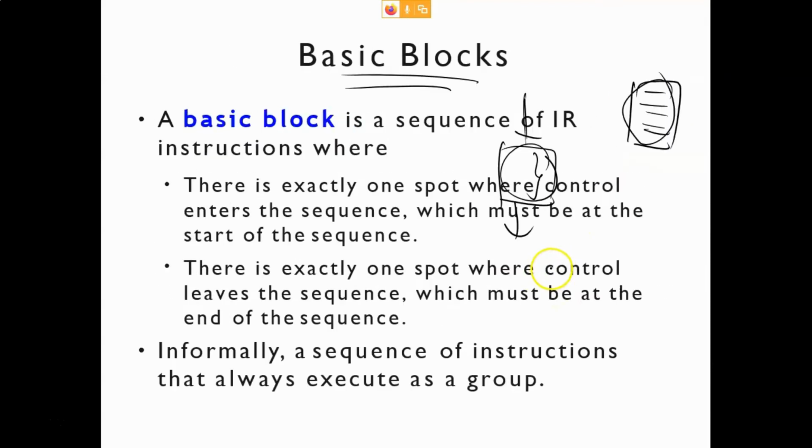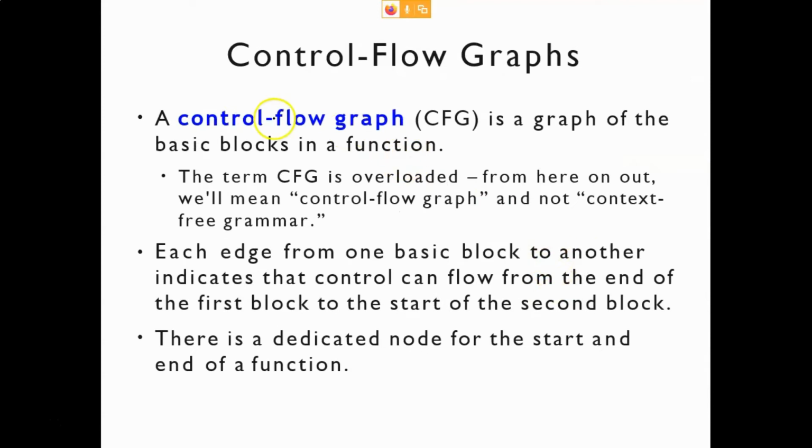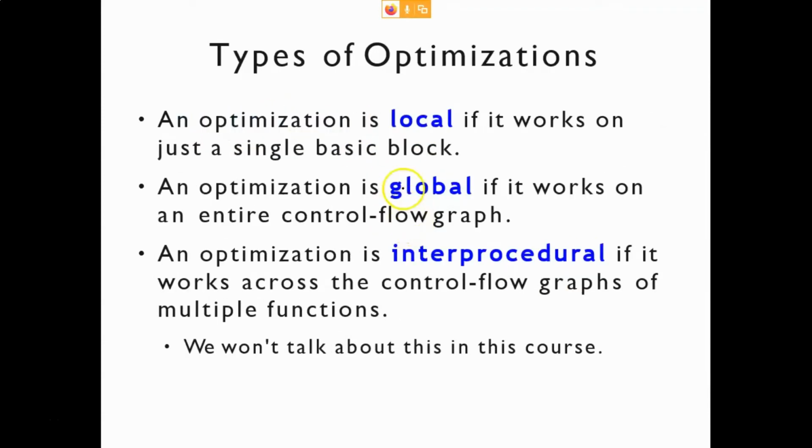They will execute in a group. Okay, all these things we have already seen. The control flow graph, this also we have already seen. Now we have some types of optimizations: something called local optimization, something called global optimization, and something called inter-procedural optimization.